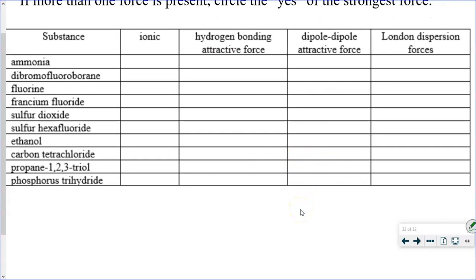So let me give you those 2 structures of the ethanol and the propane 1,2,3 triol. You'll need to think about the shape of these molecules. Are they polar? Are they nonpolar? And that'll kind of lead you to these answers. So ethanol is going to look like this.